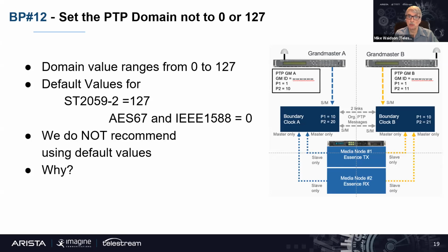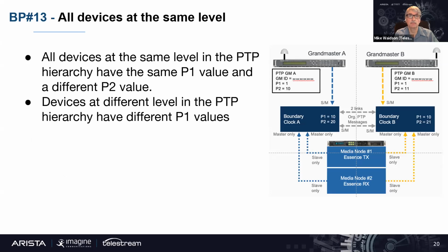Let's move to best practice number 13. In this case, choose your priority 1 and priority 2 values appropriately in your network, creating a suitable hierarchy of logical processing for choosing which device is going to be the grandmaster. Here, we want the SPGs to be chosen as the grandmaster over the boundary clock. So the SPGs have a smaller value for priority 1 than the boundary clock.